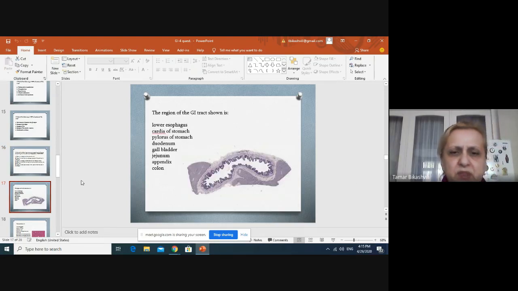Next, this region of the GI tract. What is this? This is lower esophagus, cardia of stomach, pylorus of stomach, duodenum, gallbladder, jejunum, appendix, or colon. This one.